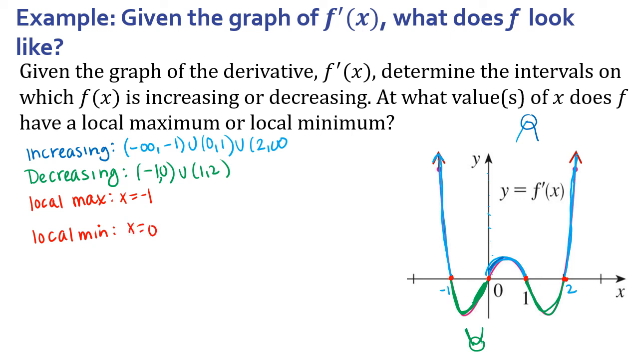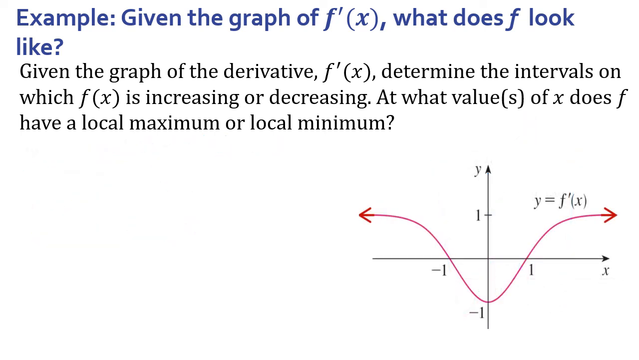So when it changes from increasing to decreasing, like right here, that's where you have a local max. And then when it changes from decreasing to increasing, that's where you have a local min. So we would say that there's another local maximum at x equals 1, and then there's a local minimum at x equals 2. All right, let's do this again. Given the graph of the derivative, determine the intervals on which f of x is increasing or decreasing. At what values of x does f have a local maximum or local minimum?